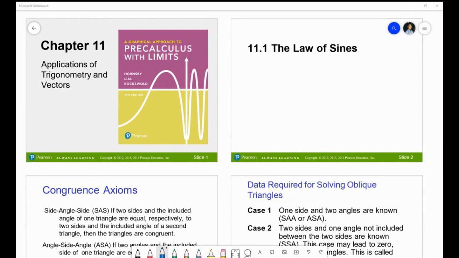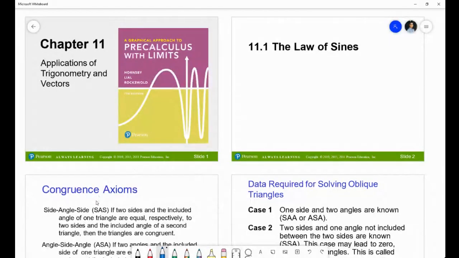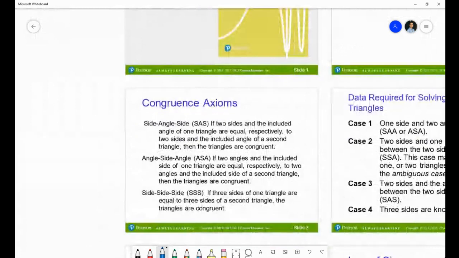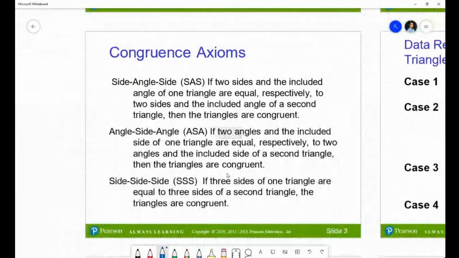So you will not be able to use the Pythagorean theorem anymore because you do not have a right angle anymore. So we have the law of sine to help us deal with scalene triangles. Let's look at the fundamentals of congruence axioms in order to help us determine how to apply and when to apply the law of sine.